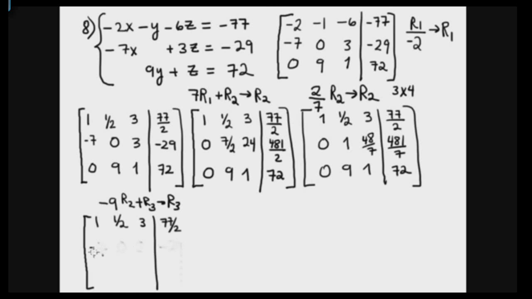Yeah, I made a mistake, obviously. This is the answer. So row 2 is the same: 0, 1, 48 over 7, 481 over 7. Row 2 no change. This is 0, this is 0, okay, good. And this is the weird number.